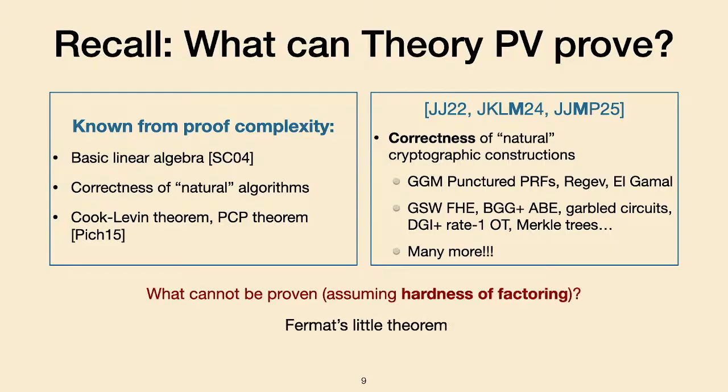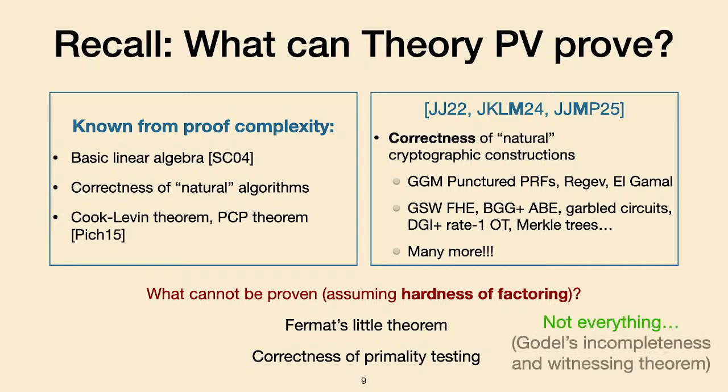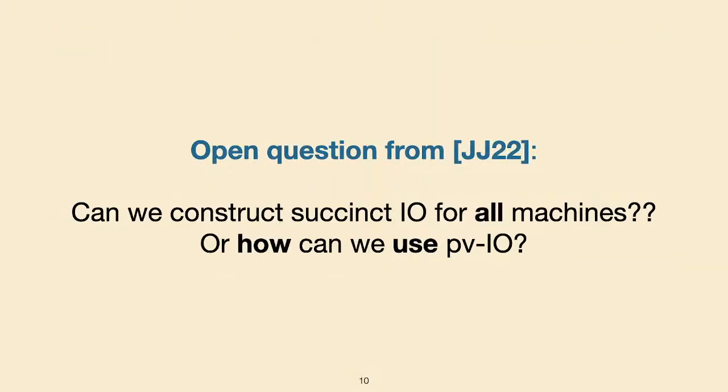But we do have some limitations. We cannot prove, for example, Fermat's little theorem or correctness of primality testing. So really not everything. The technical reason for this is, one reason is Gödel's incompleteness theorem. The other is the witnessing theorem. So we can't hope to do everything. Yeah, you cannot prove Fermat's little theorem.